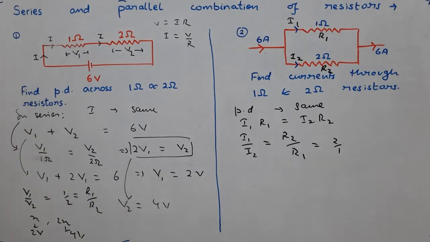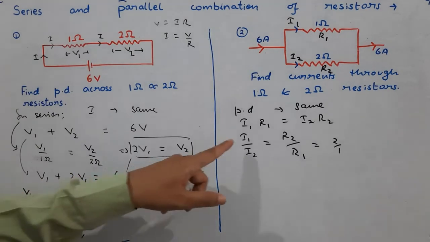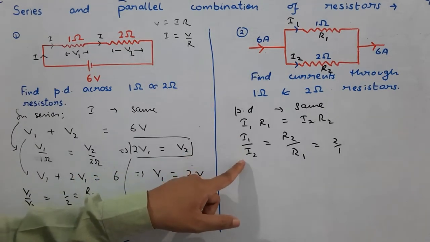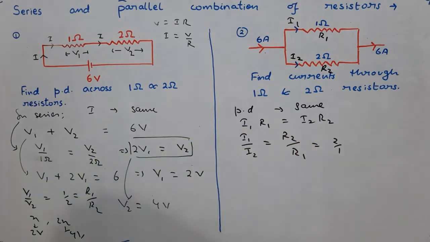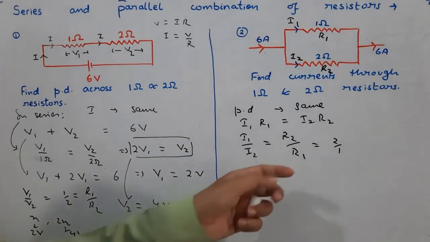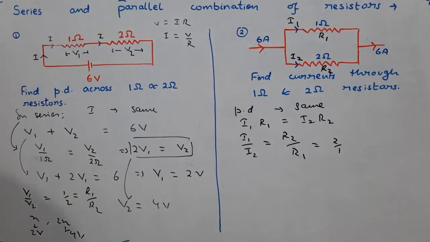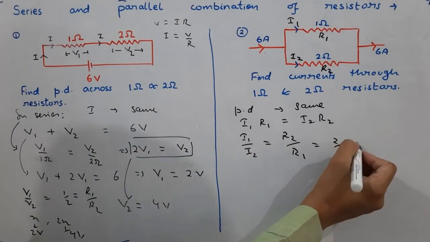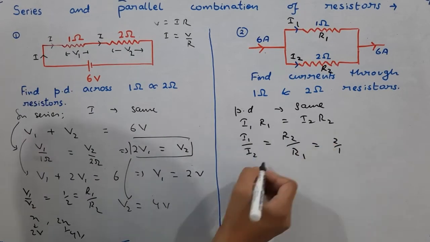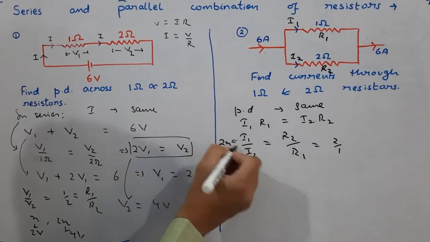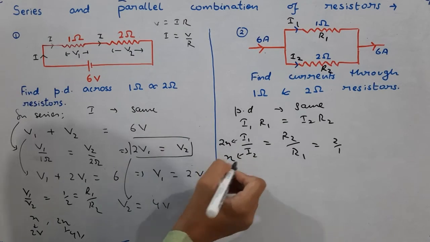The ratio of voltages or potential differences is the same as the ratio of resistances in series. But the ratio of currents in parallel is equal to the reciprocal of the ratio of resistances. So I1 by I2 is R2 by R1. So if you take I1 as 2x, then I2 will be 1x, that is x.